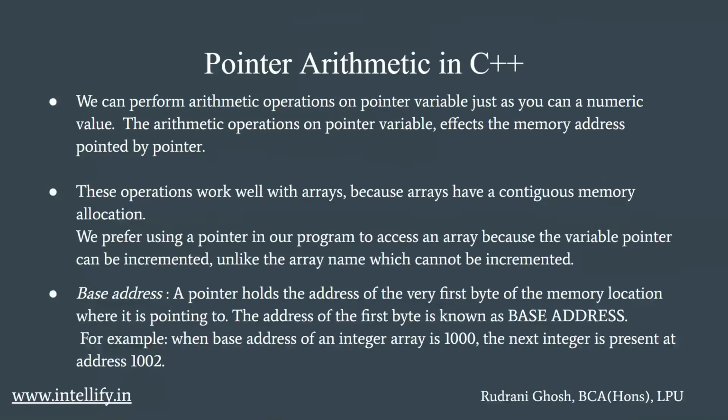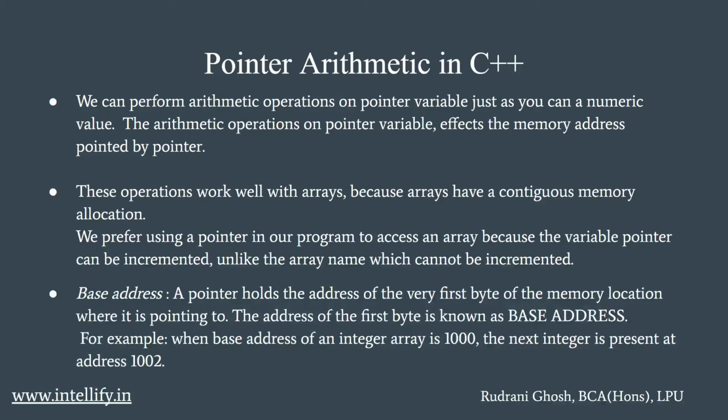We can perform arithmetic operations on pointer variables just like we do on numerical values. जिस तरह हम एक न्यूमेरिकल वैल्यू को ऐड सब्ट्रैक्ट करते हैं उसी तरह हम पॉइंटर को भी कोई वैल्यू ऐड या सब्ट्रैक्ट कर सकते हैं. We have a few operations which we can perform on pointers, which we will discuss. When we increment, decrement, add a number to, or subtract a number from a pointer, we are actually changing the memory address pointed to by the pointer.